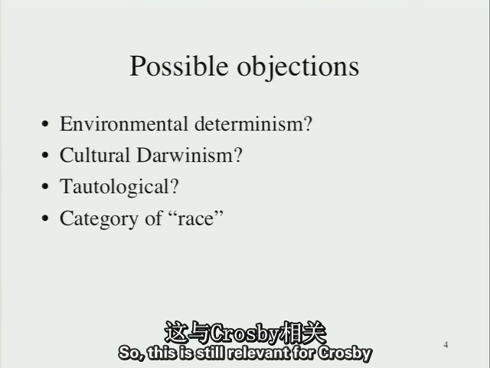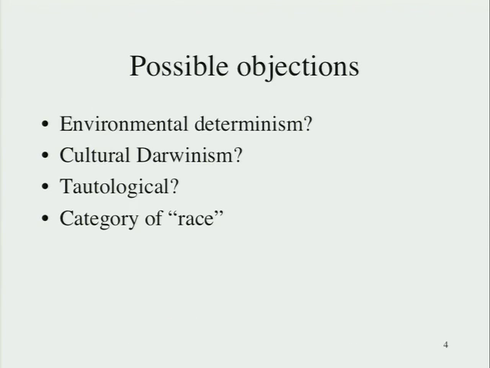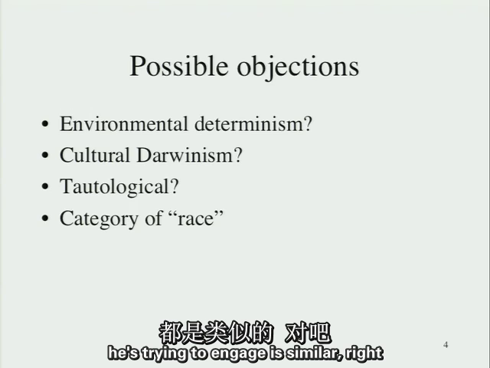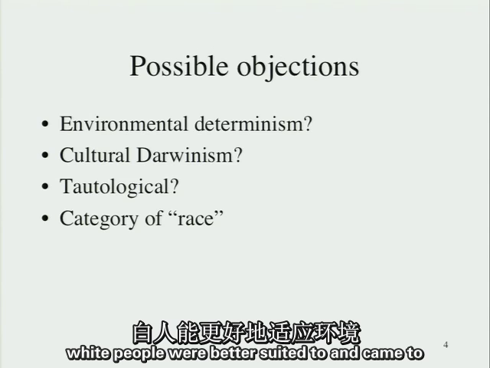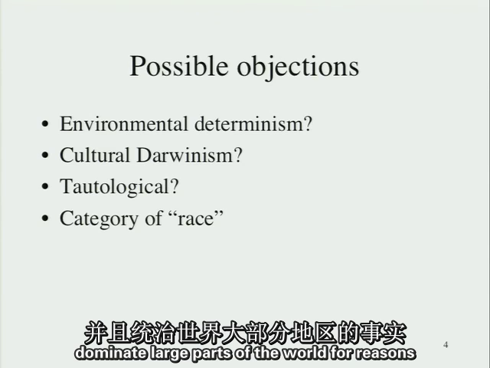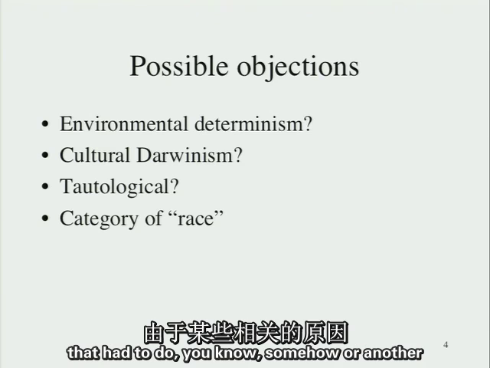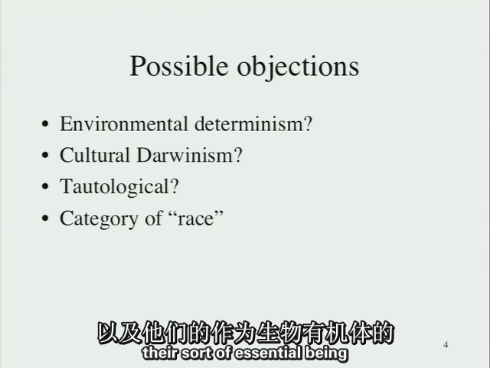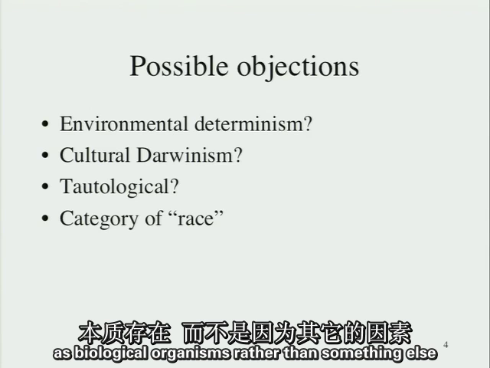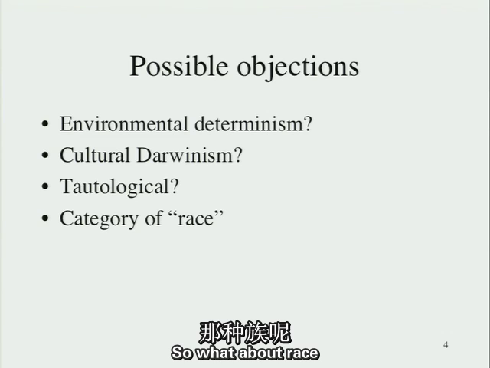So this is still relevant for Crosby, if only because the sort of problematic he's trying to engage is similar, right? Is this argument somehow about the fact that white people were better suited to and came to dominate large parts of the world for reasons that had to do somehow or another with their culture, their race, their whatever, their sort of essential being as biological organisms rather than something else? So what about race?